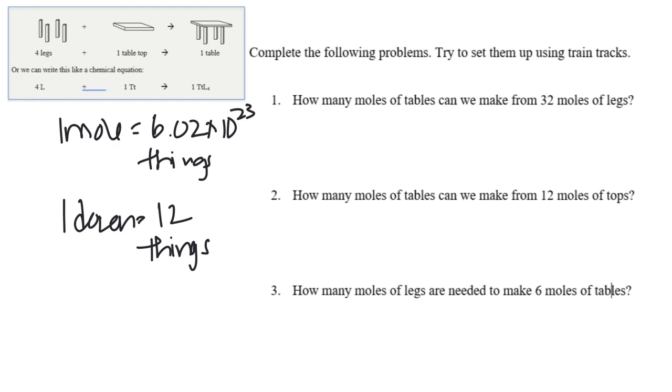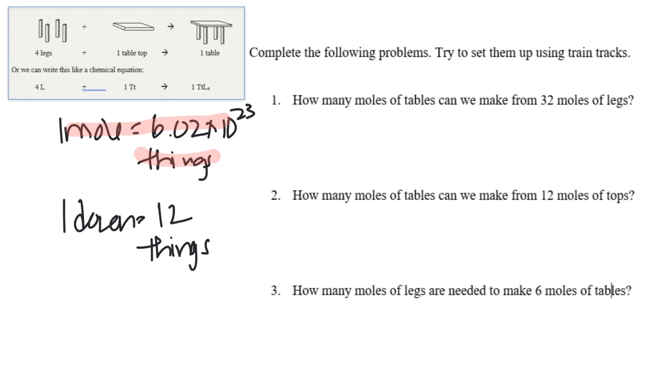So because we can use the relationship 4 to 1 if we're at an individual count, we can also use that relationship 4 to 1 if we're in dozen. We can also use that relationship if we are in moles. So what we're going to do now is start looking at how we transition, instead of thinking about individual legs, into thinking about the unit of moles, or moles of legs. So the first question: how many moles of tables can we make from 32 moles of legs?